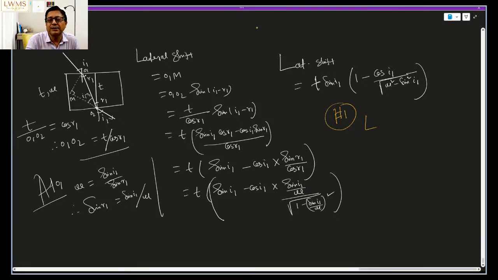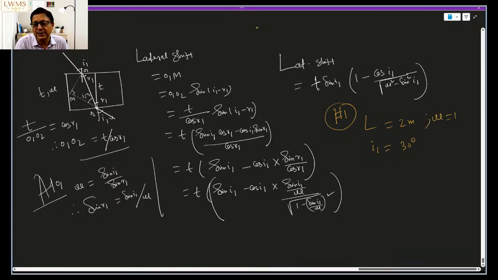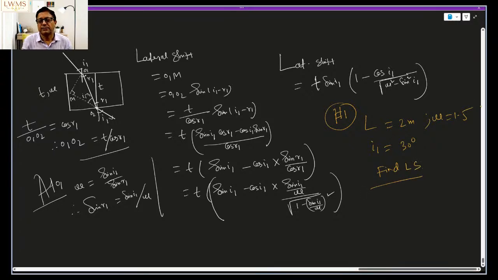A rectangular glass slab has length equal to 2 meter. Light is incident at an angle 30 degree. The slab has refractive index 1.5. Find LS, the lateral shift. Just put the value over there. That T will be replaced by L. So this is going to be equal to lateral shift LS equals T.